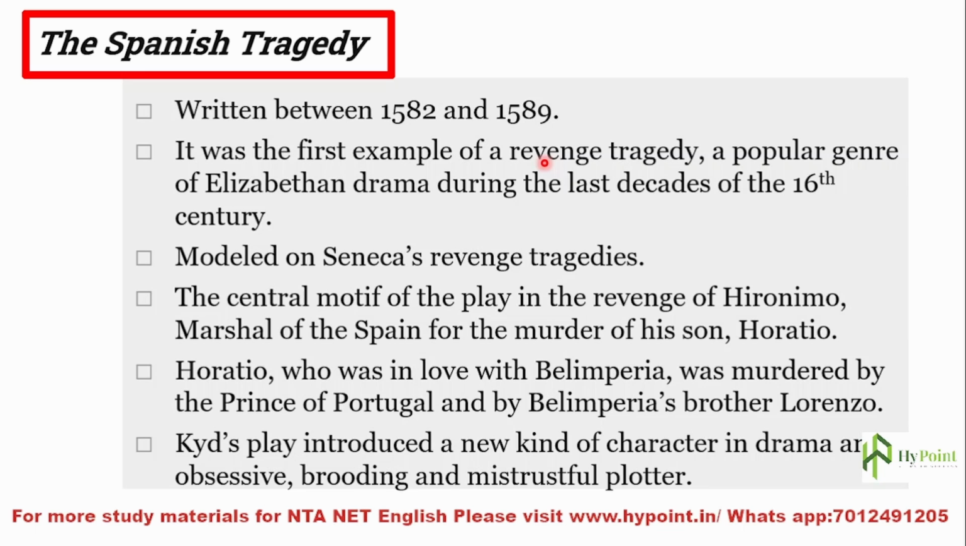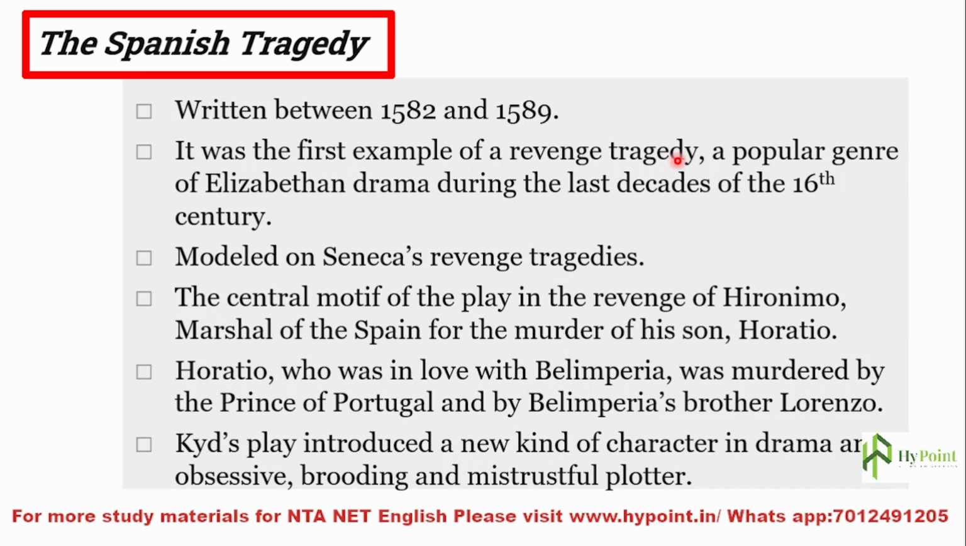With the works of great dramatists, and with the works of other writers like Thomas Kyd, and with the coming up of works like The Spanish Tragedy. As a pre-Shakespearean playwright, Kyd's work, The Spanish Tragedy, remains an example for all the upcoming playwrights and their works, and it is also the first example of revenge tragedy ever, a popular genre of Elizabethan drama during the last decades of the 16th century.